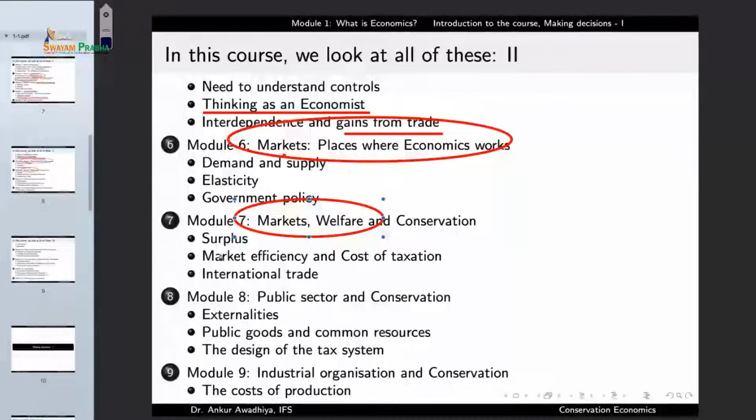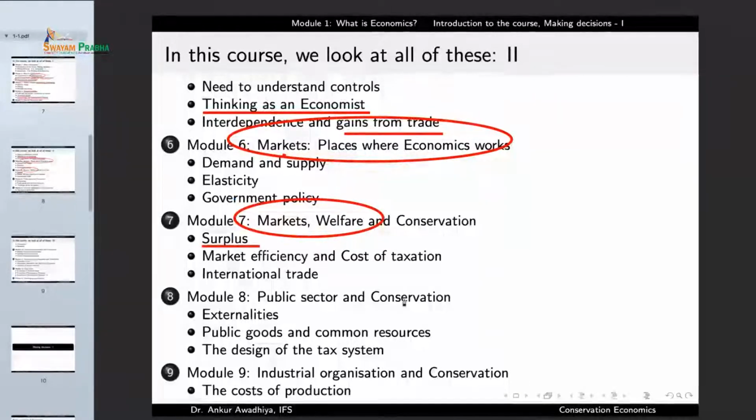In the seventh module, we will look at markets, welfare, and conservation. So markets are important because they enhance the welfare of the society. They enhance the surplus of the society. So we will understand what is surplus, how this surplus is measured, and why do we want to go for economic development at all.